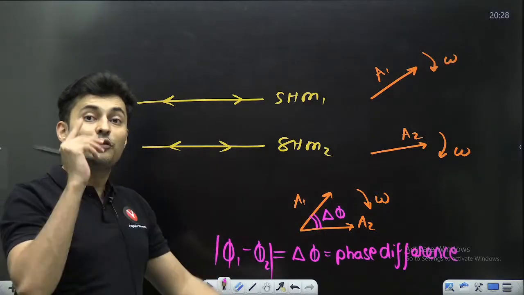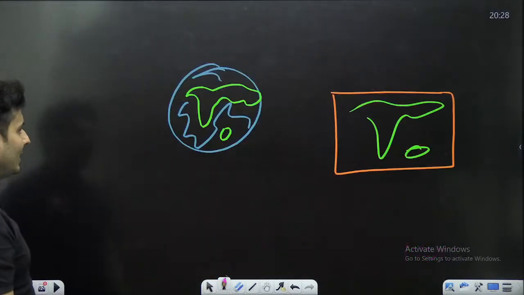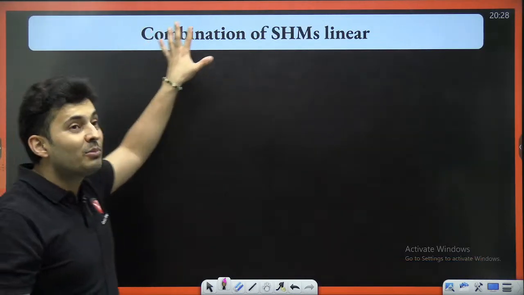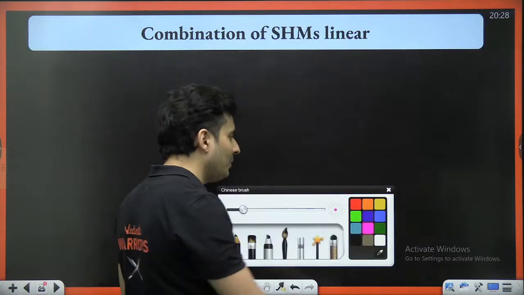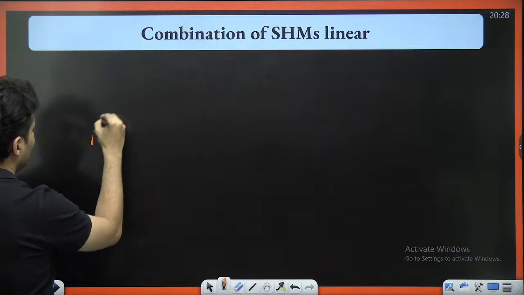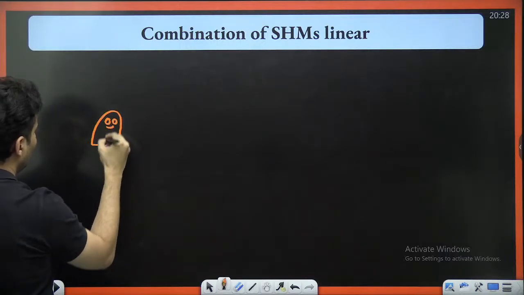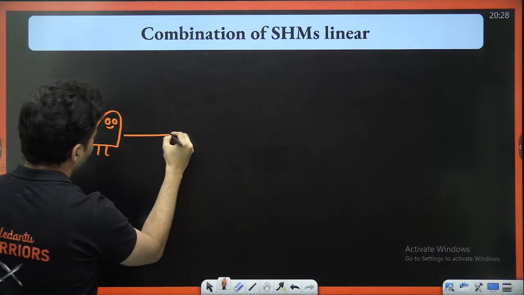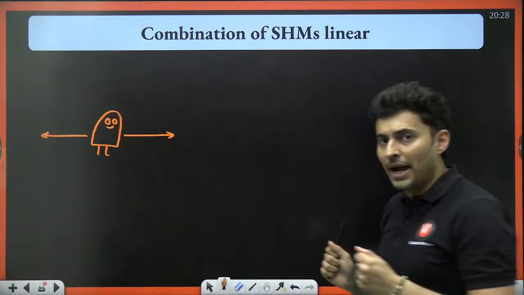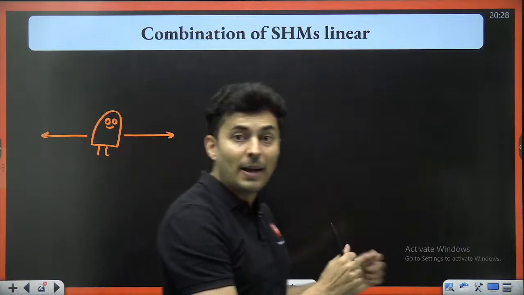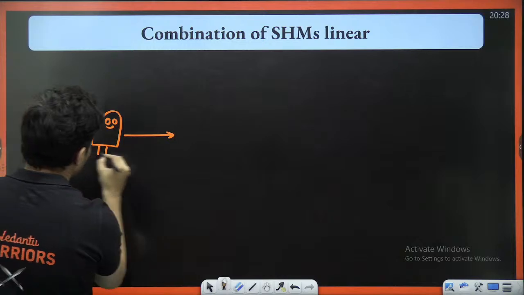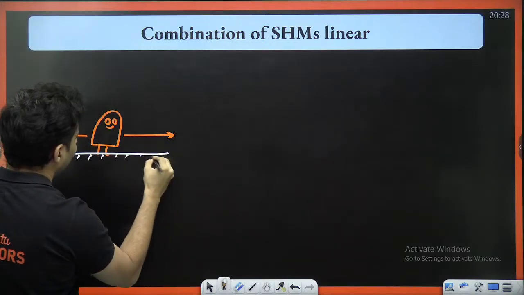Now, why is this phase difference so important? It's important for combining SHMs. Imagine that you have a Pandu. What is Pandu's job? Pandu's job is to go front and back. That is Pandu's job, okay? He has to just go front and back.